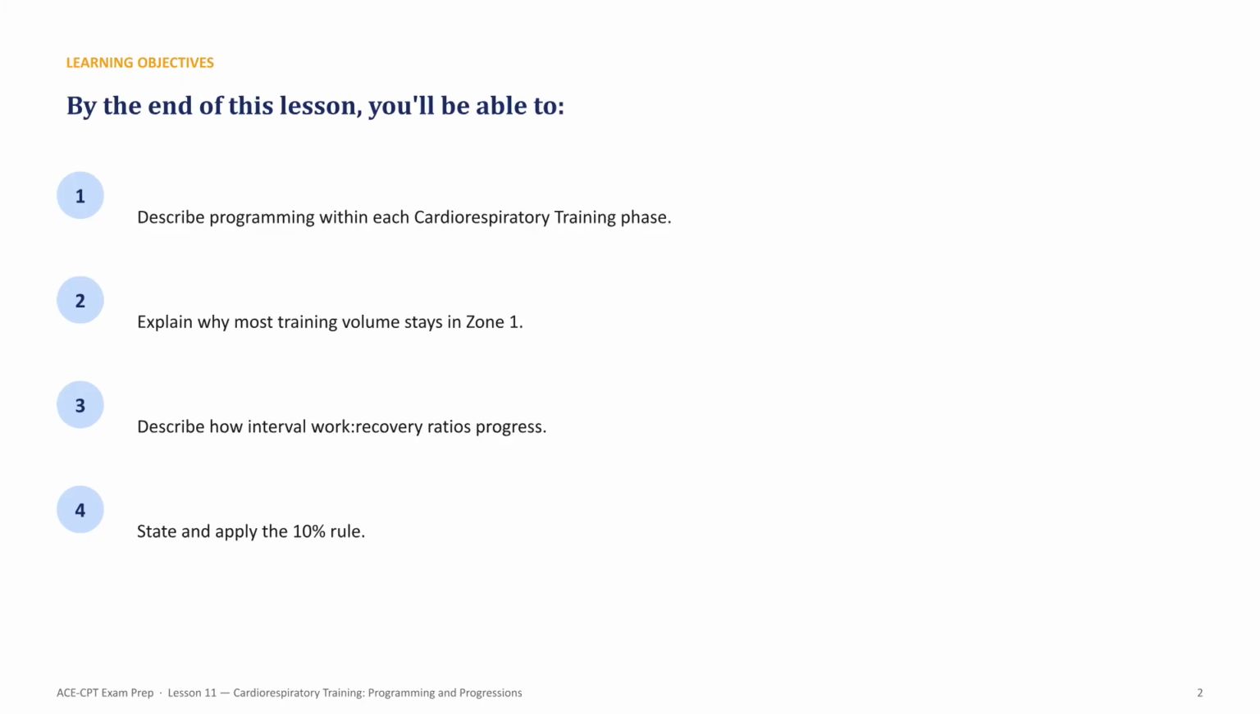Let's look at what you'll be able to do by the end of this lesson. There are 4 objectives. First, you'll be able to describe what programming looks like within each cardiorespiratory training phase. Second, you'll explain why most training volume, even for well-trained clients, stays in Zone 1. Third, you'll describe how interval work-to-recovery ratios progress as a client gets fitter. And fourth, you'll be able to state the 10% rule and apply it to real programming decisions.